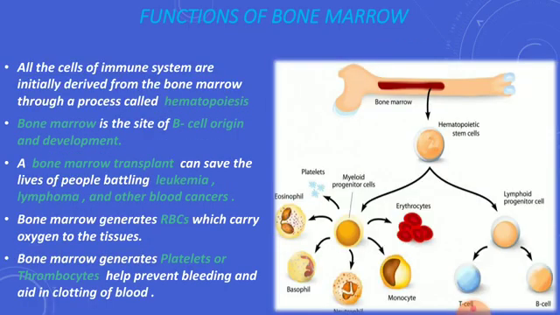Function of bone marrow. All the cells of the immune system are initially derived from the bone marrow through a process called hematopoiesis. The bone marrow also produces and releases more white blood cells in response to infection and more platelets in response to bleeding.